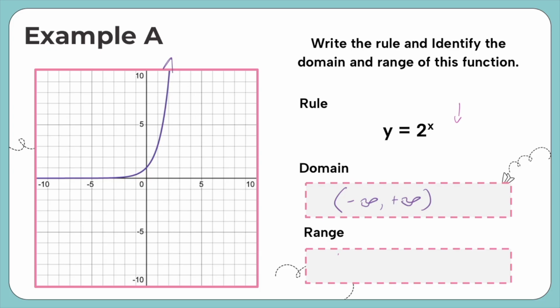So that means that our range in this case is going to be going from 0, which is our asymptote, to positive infinity because our line is going up and out forever. So those are our domain and range.